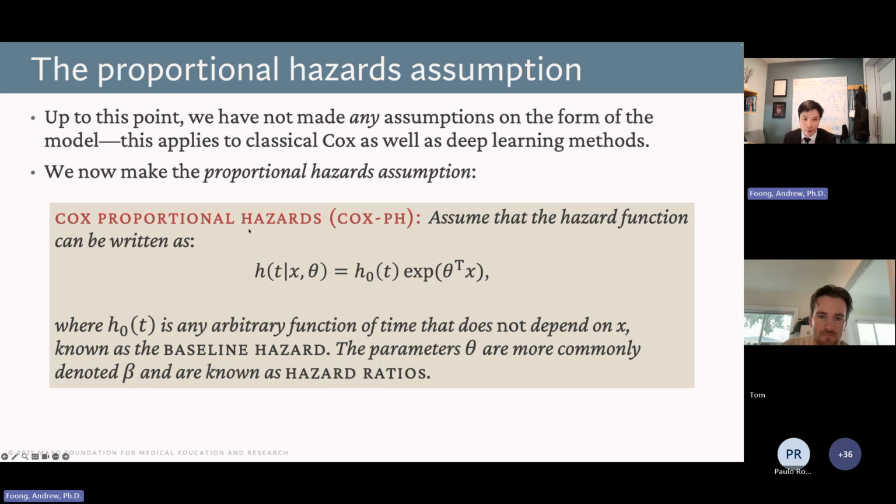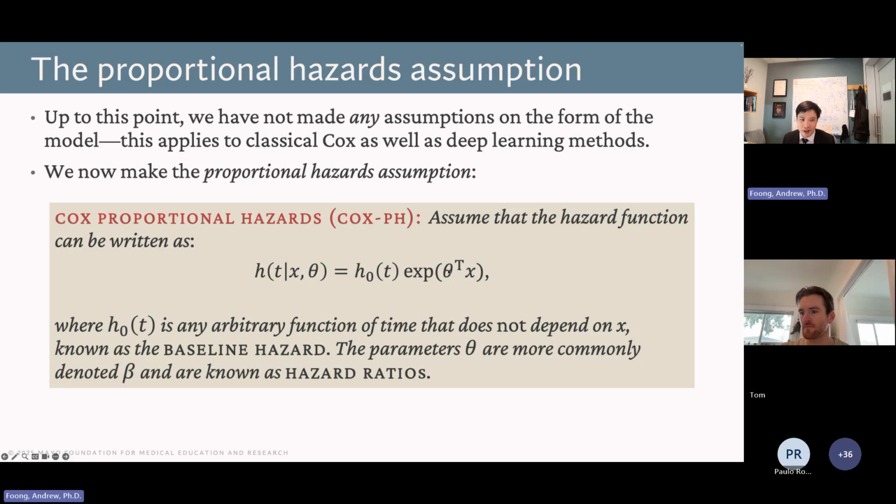It says that the hazard function, which could in principle be some arbitrary non-negative function, is actually going to be factorized in the following way. It's a product of two terms. The first term is h naught of t, and that's some arbitrary function of time that does not depend on the covariates x. Remember, x are the covariates that are patient-specific. h naught of t does not depend on x, and it's known as the baseline hazard function. The second term is e to the theta transpose x, where x are your covariates, theta is some vector of parameters, and you dot product them, and then you exponentiate the dot product, and then you multiply it by the baseline hazard.